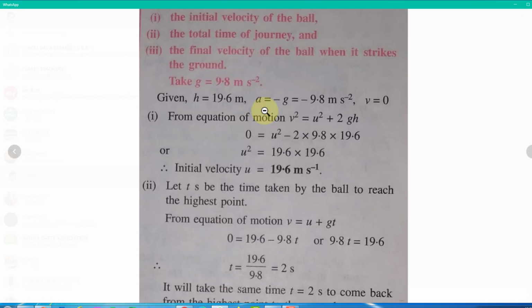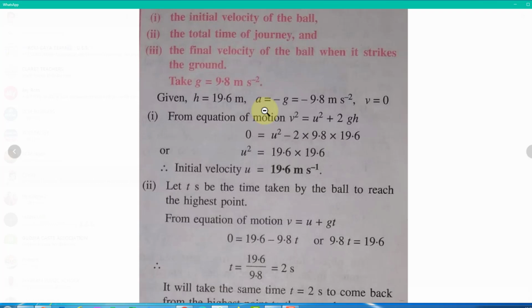Okay now, so acceleration due to gravity. When the body is going up, away from Earth, your g will be negative. Already we discussed, children, in the previous classes. When the body is going up away from Earth, then acceleration will be negative. So minus g, minus 9.8 meter per second square.